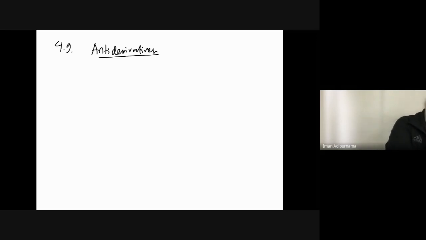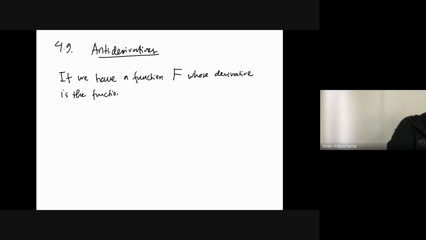Okay. First, before we define the integral, we already know there will be an integral, right? So before we arrive at the integral, what will the integral be? Let's say we have a function, I will write as a capital F like that, whose derivative is the function, this is a small f.